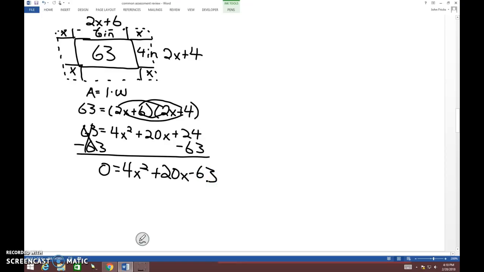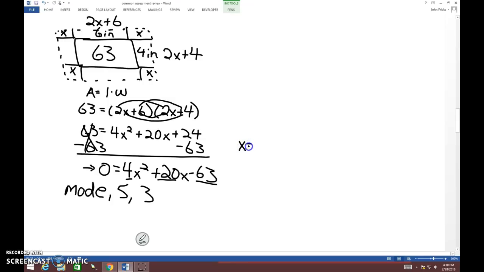Now, from this point, we can plug into our calculator, because you will have a calculator at this point. So I would use mode 5, 3. And then enter in your numbers. So here your numbers would be 4, 20, and negative 63. You will be able to use a calculator on the test tomorrow, so I strongly suggest that. If you don't have a calculator, then you can do the quadratic formula with these numbers to figure out the answer. So once you plug this into the calculator, you should come up with two answers.